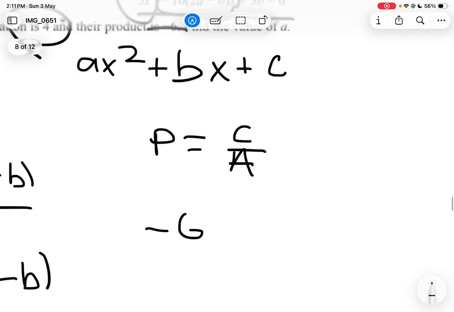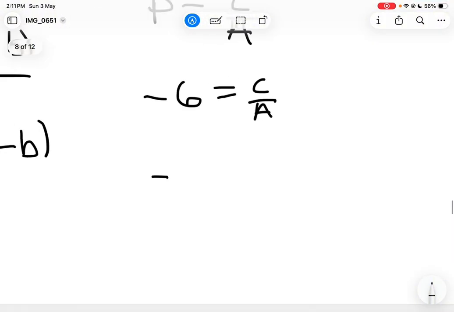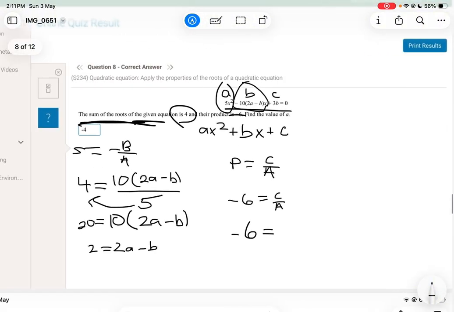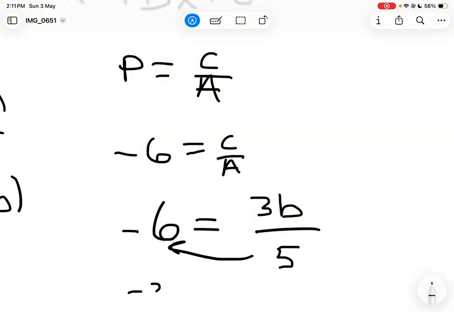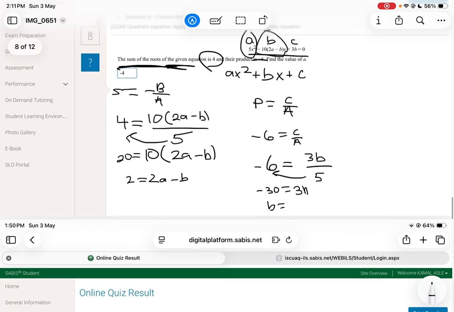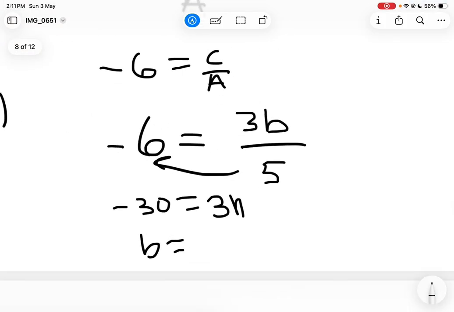So minus 6 will be equal to C over A. So minus 6 will be equal to C. You know that C is 3B. Okay, you take 3B over A. A is 5. So you times there the 5, it will be minus 30 is equal to 3B. And B will be equal to minus 10. So you found B as minus 10.